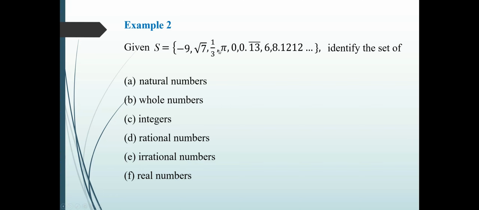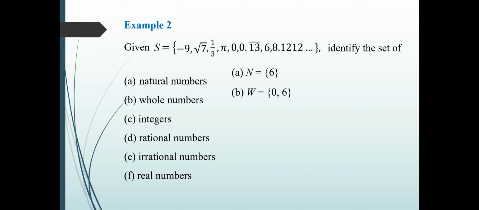To the left of 0 is pi, 1/3, 7, -9. So -9, is this a natural number? Yes, it's countable, 9, but it's a negative number. Is a negative number a natural number? No. So that's why the natural number here is only number 6. Okay, so whole numbers will be natural numbers with addition of number 0.